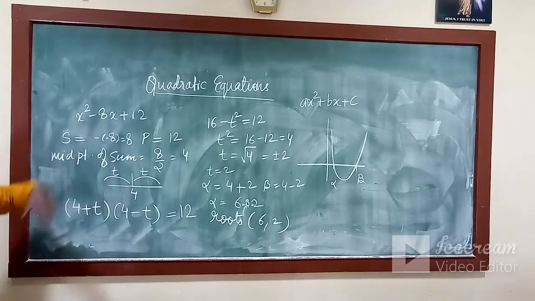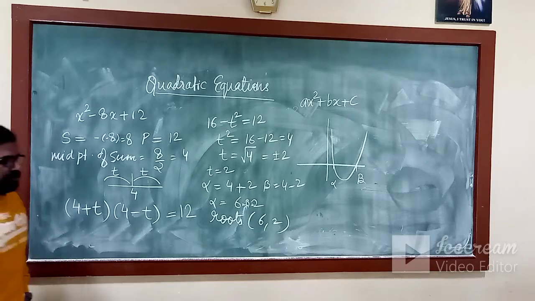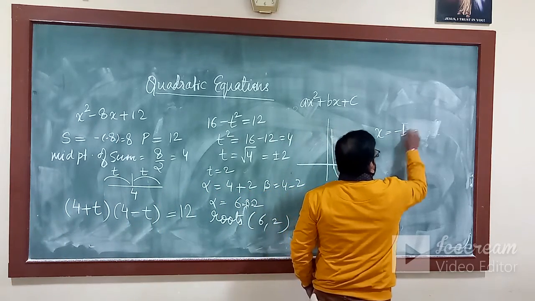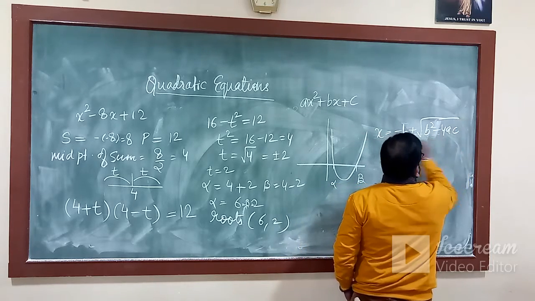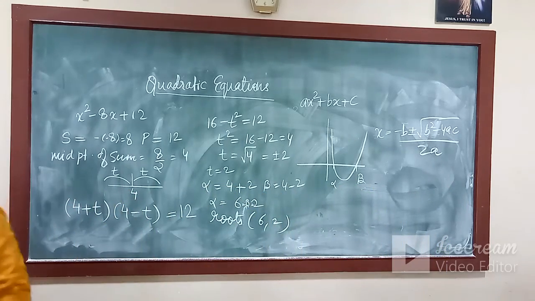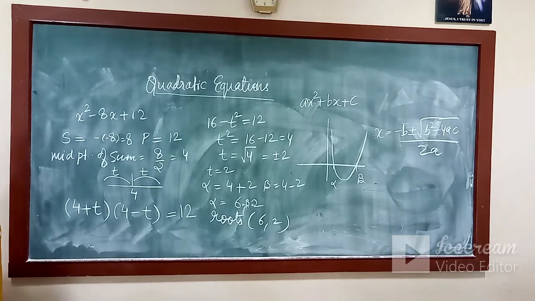And this, if you factorize it using the conventional method, you can easily get. Or you can use even the discriminant method, that is x equals minus b plus or minus the square root of b square minus 4ac, upon 2a. This method you have been studying since class 10. But this is one of the methods by which you can get the roots of any quadratic equation.